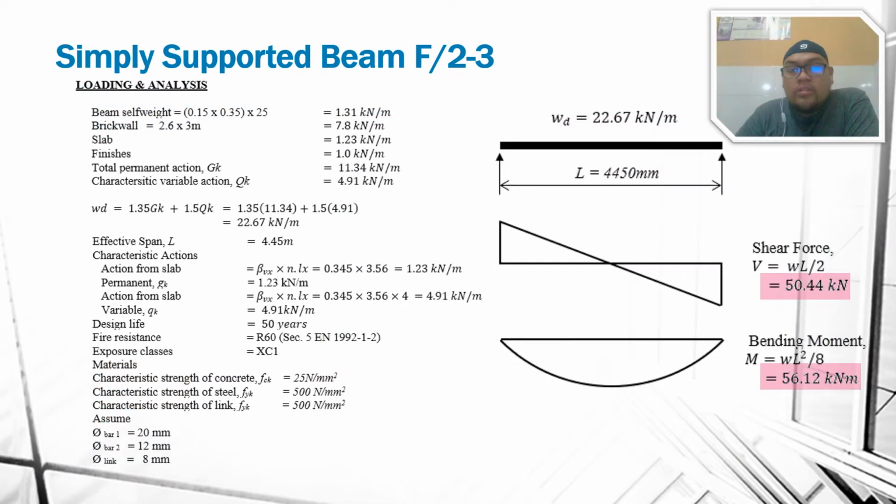And we go to the simply supported beam F23, and this is the part where I calculate the loading analysis. I get the value of the load as 22.67 kilonewton per meter. And I calculate the value of shear force and bending moment with the formula given.